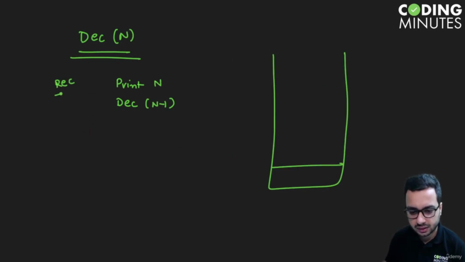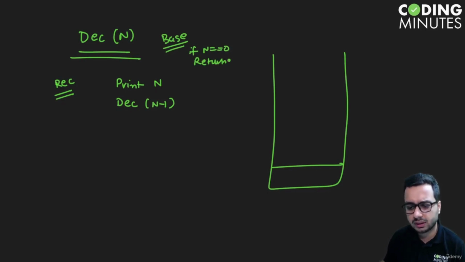This is for the recursive case, and for the base case I can check if n is 0, we can return, we don't do anything. Or you could also have another case like if n is 1, print 1 and then return. That is also fine. Either of these cases would work.